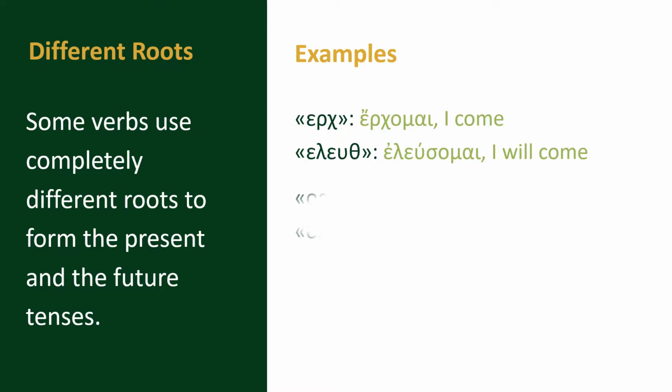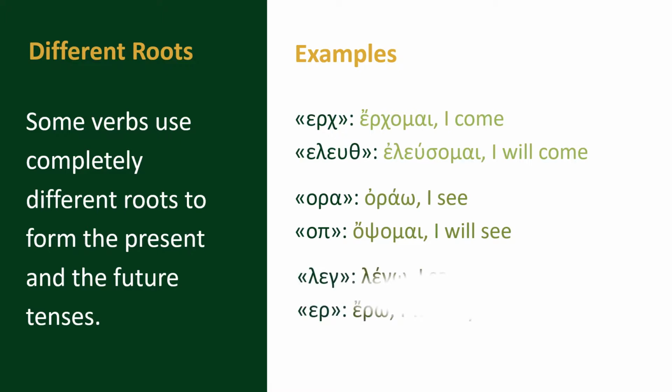Another example is the verb horao, I see. Horao, I see. The present tense stem and root is hora. But the future is opsomai, I will see. Now, for opsomai, the stem, which is also the root, is op. Clearly, hora and op are not modified forms of each other, they are completely different roots.